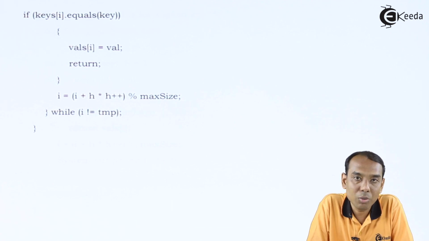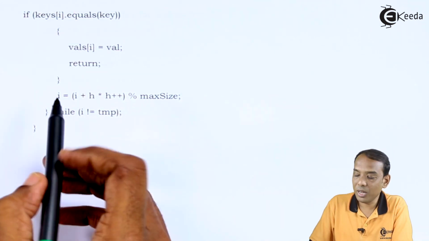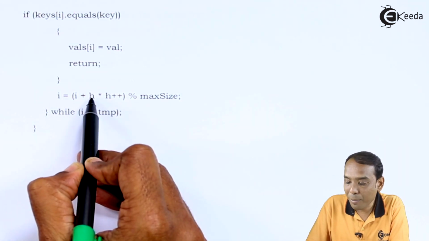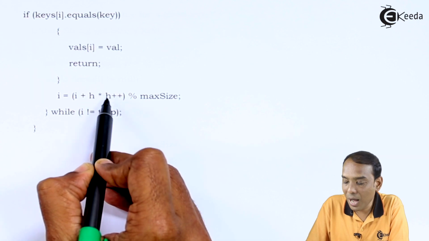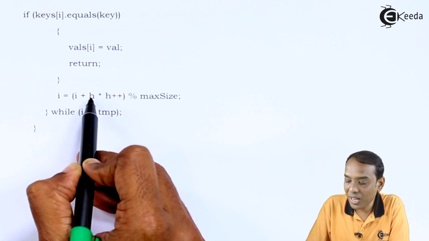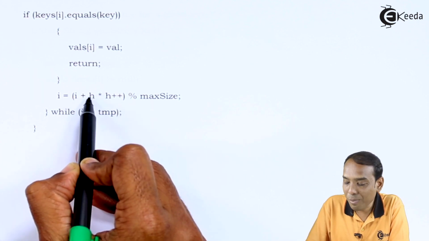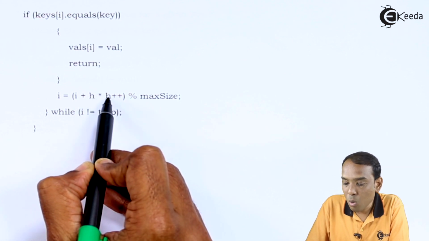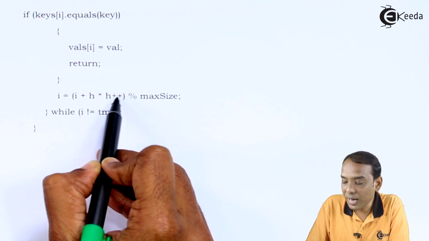You must remember, we are going to deal with the quadratic polynomial. Let's look at how to write down the quadratic polynomial. I have written i equal to i plus h multiplied by h plus plus. We have taken h value as 1. So we have i plus 1 multiplied by 1, that is your h, and then it is incremented.